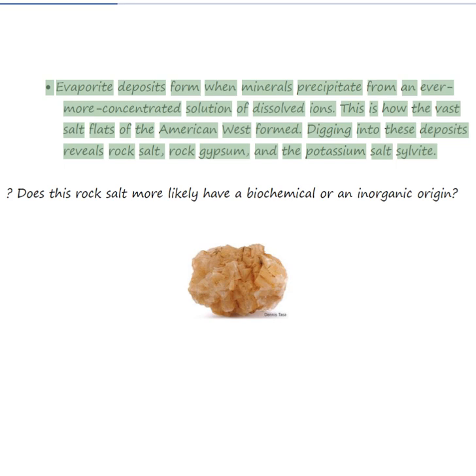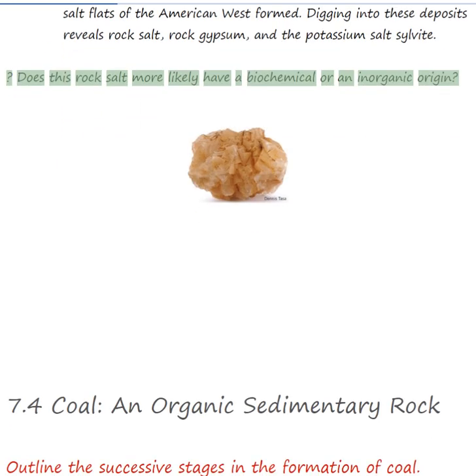Evaporite deposits form when minerals precipitate from an ever more concentrated solution of dissolved ions. This is how the vast salt flats of the American West formed. Digging into these deposits reveals rock salt, rock gypsum, and the potassium salt sylvite. Does this rock salt more likely have a biochemical or an inorganic origin?